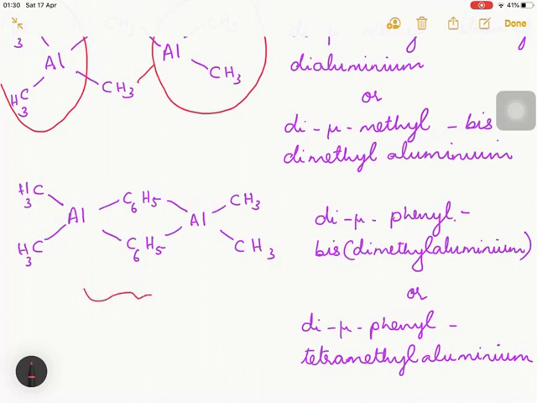Now the name of this particular complex is di-mu-phenyl bis(dimethylaluminium), or di-mu-phenyl tetramethyl dialuminium.